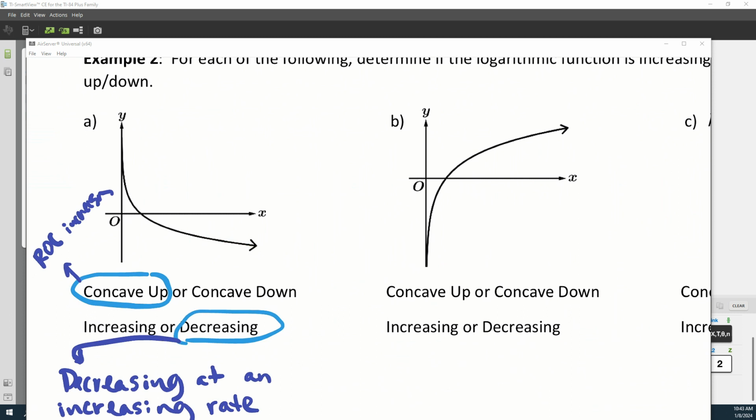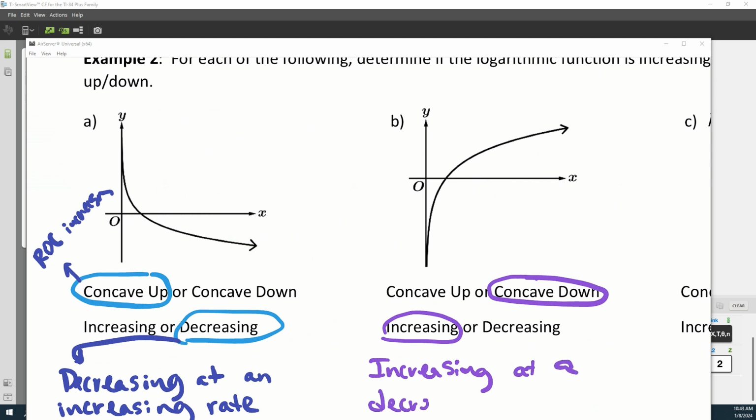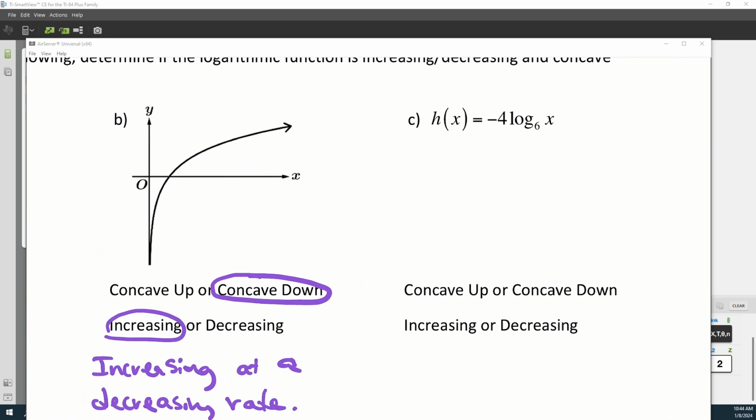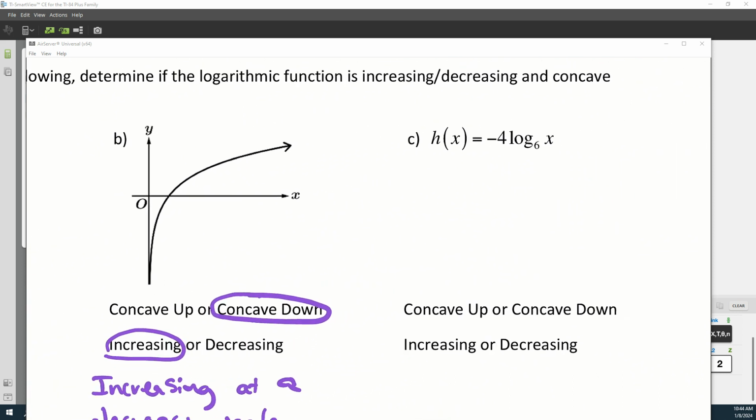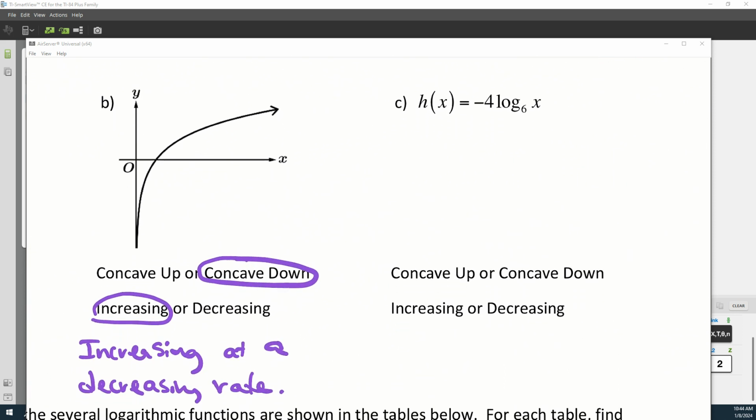All right, so on B, this one is concave down, and the graph is increasing. So this one you would say is increasing at a decreasing rate. All right, so you guys try to see on your own. So decide if the graph is going to look like A or B. Do a little sketch of it, and then circle.